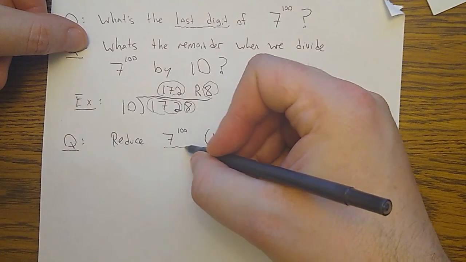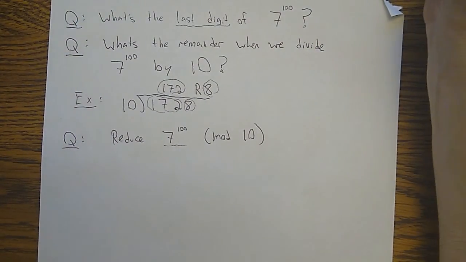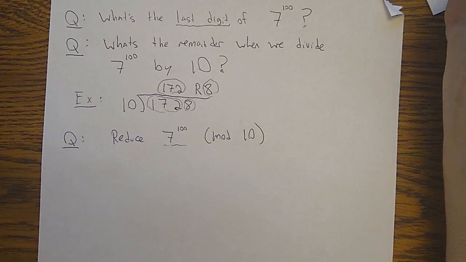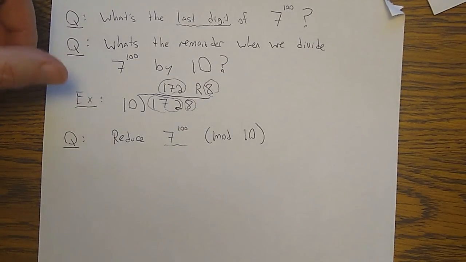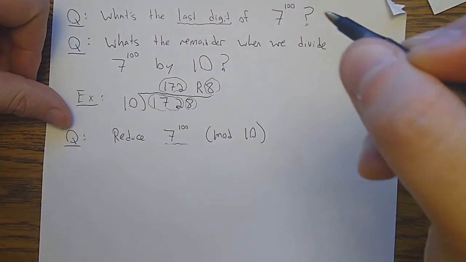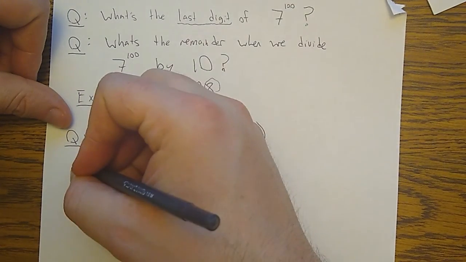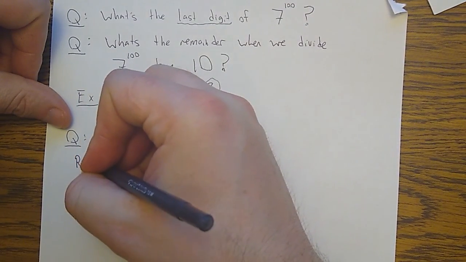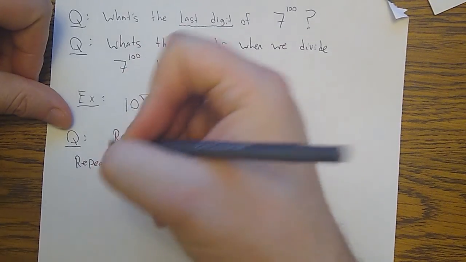This one won't be as easy because I don't know all the digits of this, but we'll still be able to do it. So how are we going to do this? This is repeated squaring.